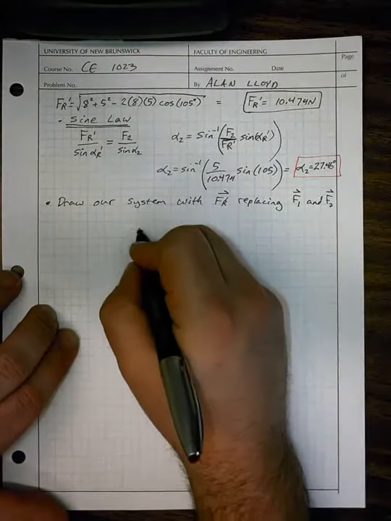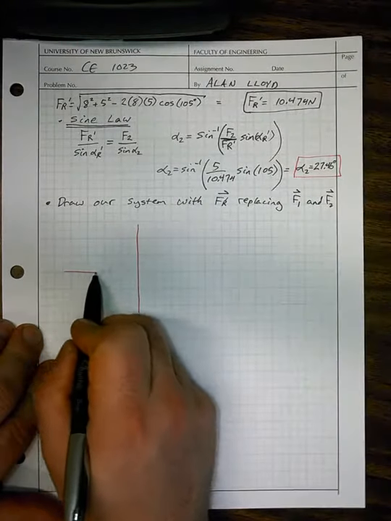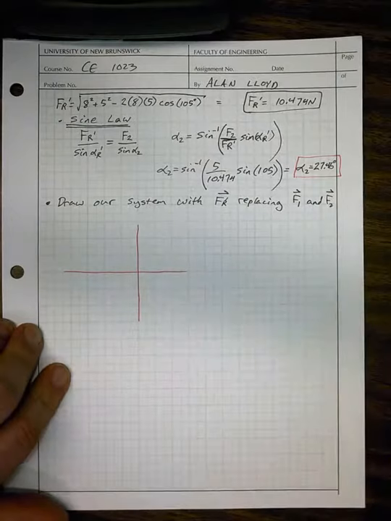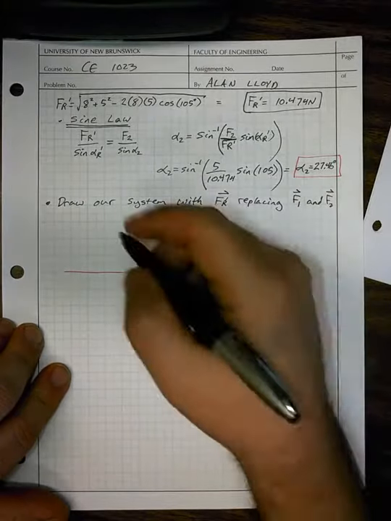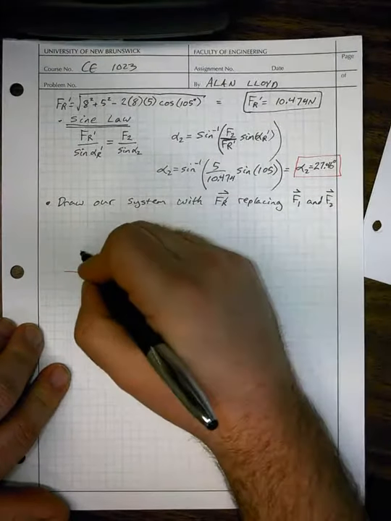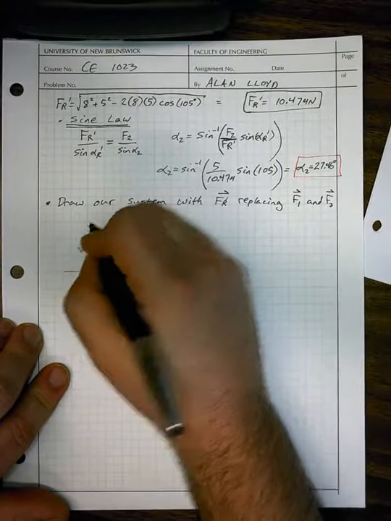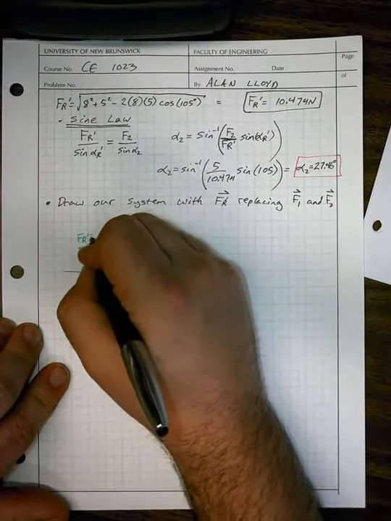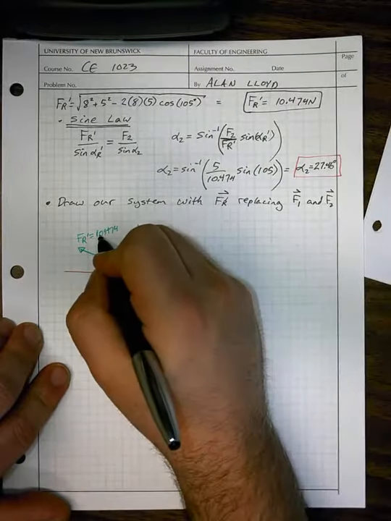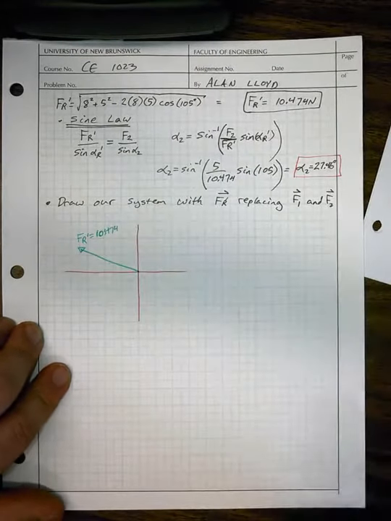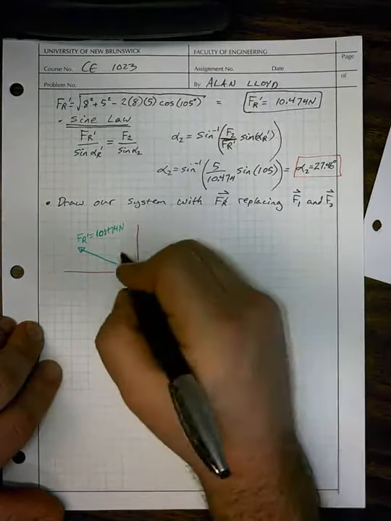So we can draw our axes roughly in here. And we know that we've just calculated this vector here. Let's draw it in green, coming off at an angle. FR prime is equal to 10.474. So this is what we've just determined. It replaces F1 and F2. It's the vector sum of those two. And we know a couple things. Well, we can find some angles in here.